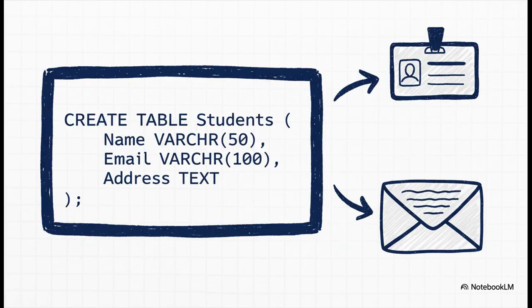And here's another quick blueprint. For a student's table, we'd probably use varchar for the name and email, since we know they'll vary but won't be ridiculously long. But for the address, we might go with text, just to make sure we have plenty of room for those longer street names, all without wasting space.